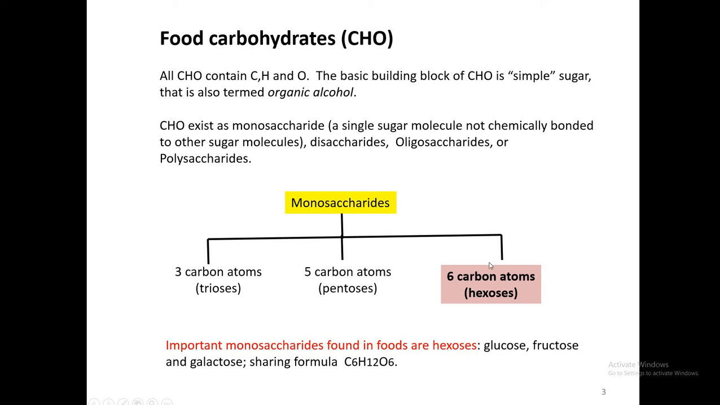We're going to see three kinds of monosaccharide. One is 3 carbon atoms, triose, and then 5 carbon atoms, pentoses, and the most common one is 6 carbon atoms, hexoses. So important monosaccharides found in foods are, of course, hexoses, things like glucose, fructose, and galactose, and they share the formula C6H12O6. You should remember this from high school.